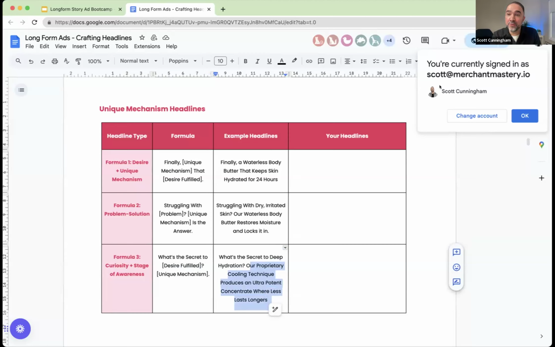On a scale of 1 to 10 in the chat, how excited are you about the unique mechanism headlines? Are these ones getting people a little excited? Dawn, thumbs up. Love. Robin, yeah. I like these ones, they're my favorite here. And Natalie too, good stuff. Great, Robin.